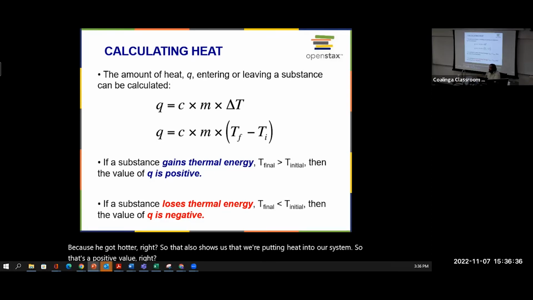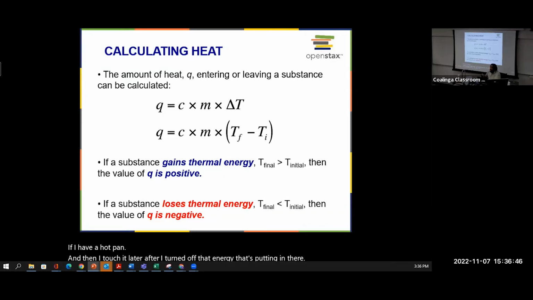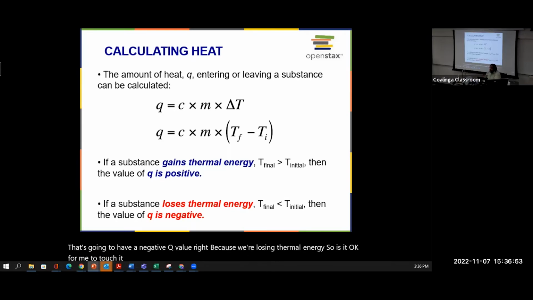Now, if I have a hot pan, and then I touch it later after I turned off that energy, that's going to have a negative Q value, right? Because we're losing thermal energy. So is it okay for me to touch it after it's been sitting there for like 3 hours? Because we know that it's cool, right? If it's positive, it's endothermic. And if it's negative, it's exothermic. So it's the same thing that we talked about at the very beginning, right?